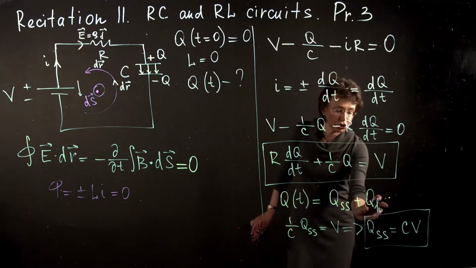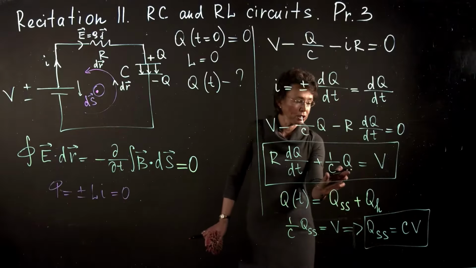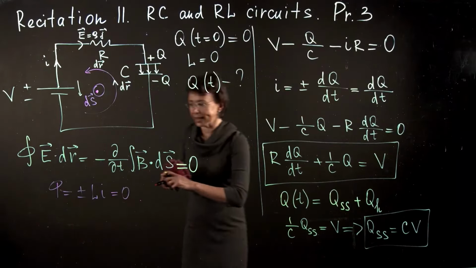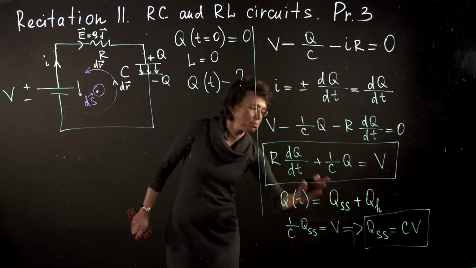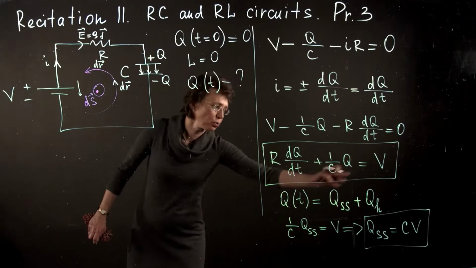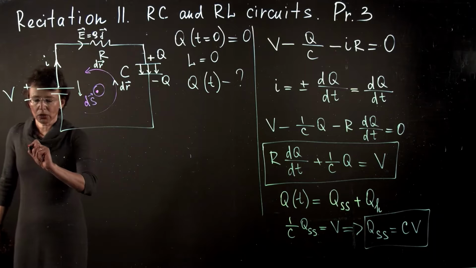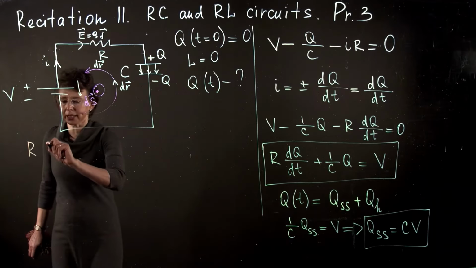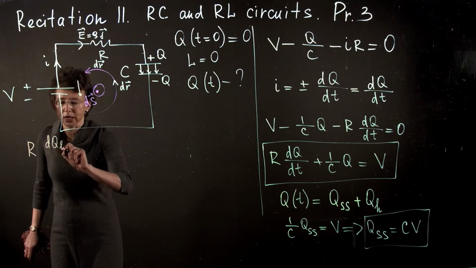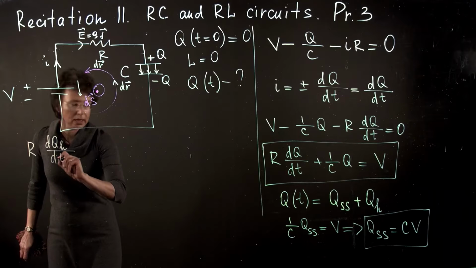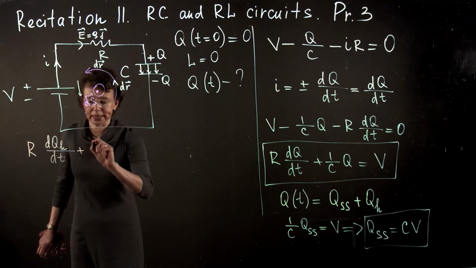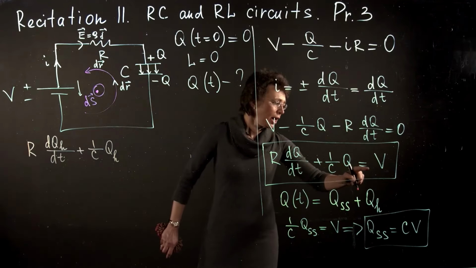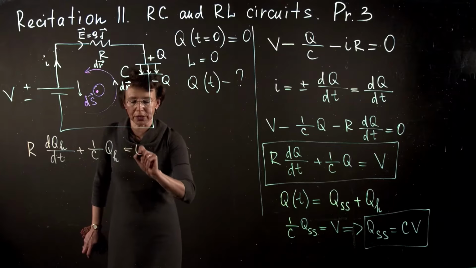Now let's find Q homogeneous. For Q homogeneous, I need to rewrite this equation without the right-hand side. I rewrite this equation with the 0 right-hand side. For Q homogeneous, R dQ homogeneous dt plus 1 over C Q homogeneous, I put h, and this is equal to 0.